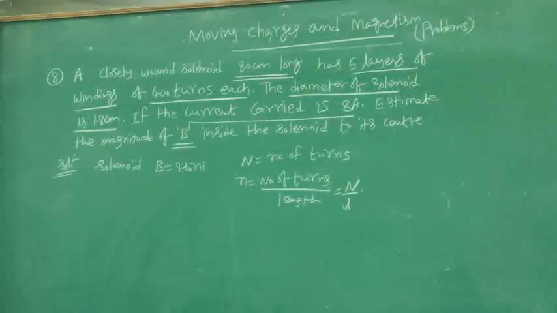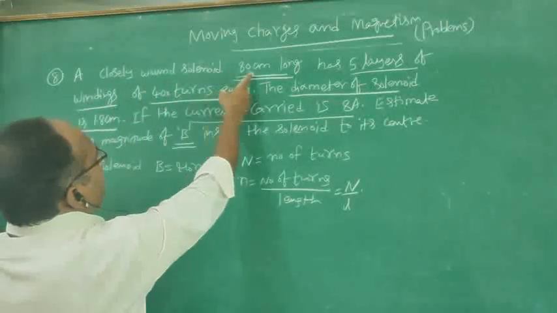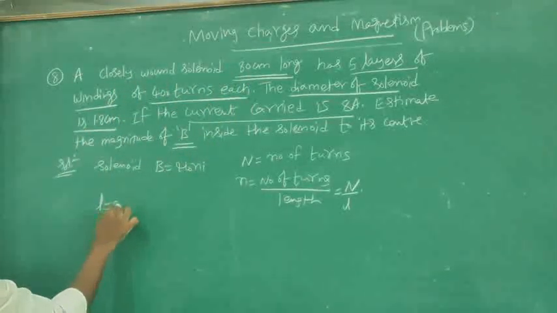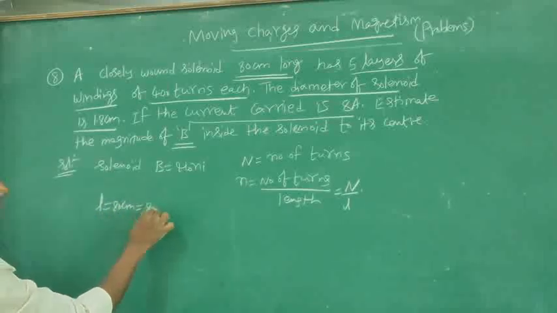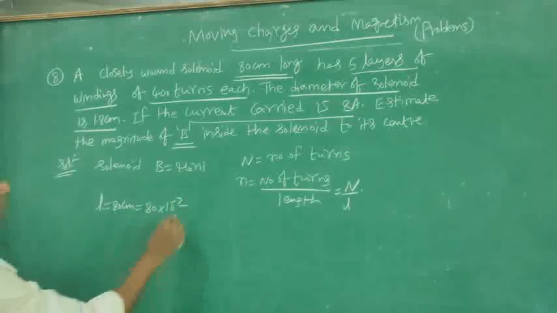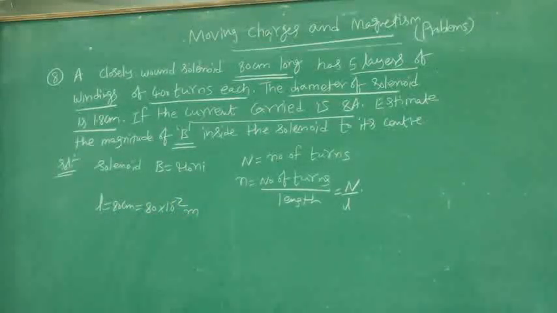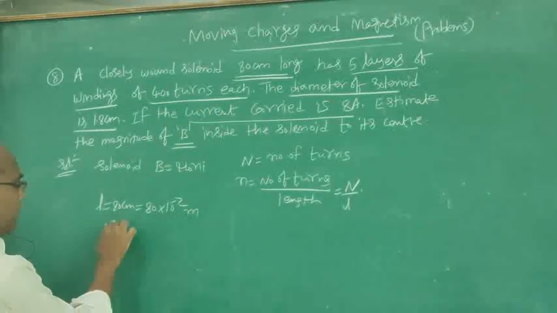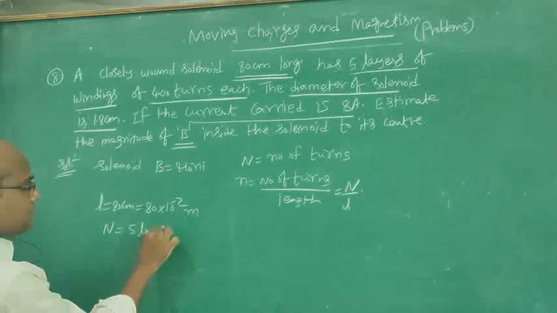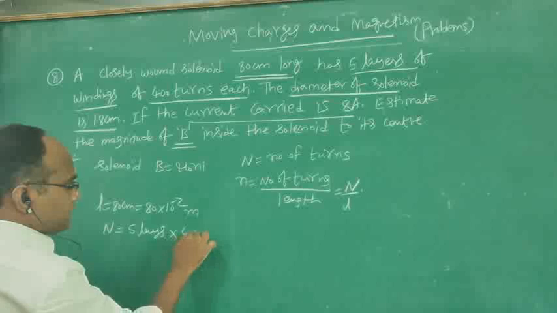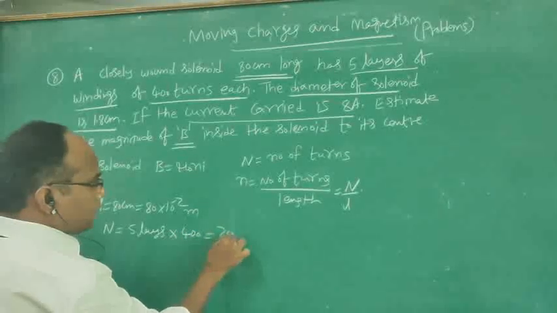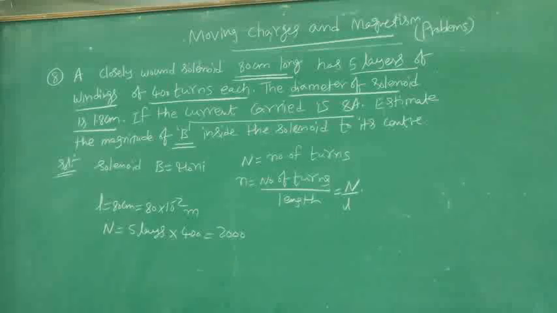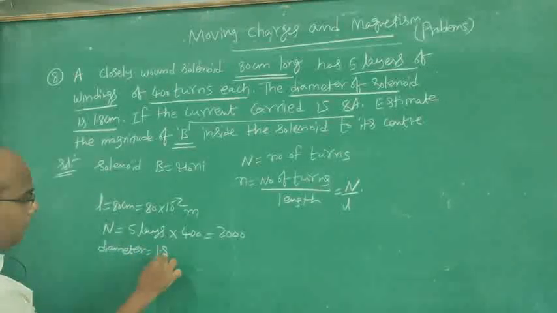Okay. Now, what is given? A closely wound solenoid, length is how much? 80 centimeter, which means 80 into 10 to the power of minus 2 meter. Has 5 layers of 400 turns each. Means capital N is having 5 layers, each is how much? 400 turns. So the meaning is 5 into 400, 2000. Next, diameter. Diameter is how much? 1.8 centimeter.